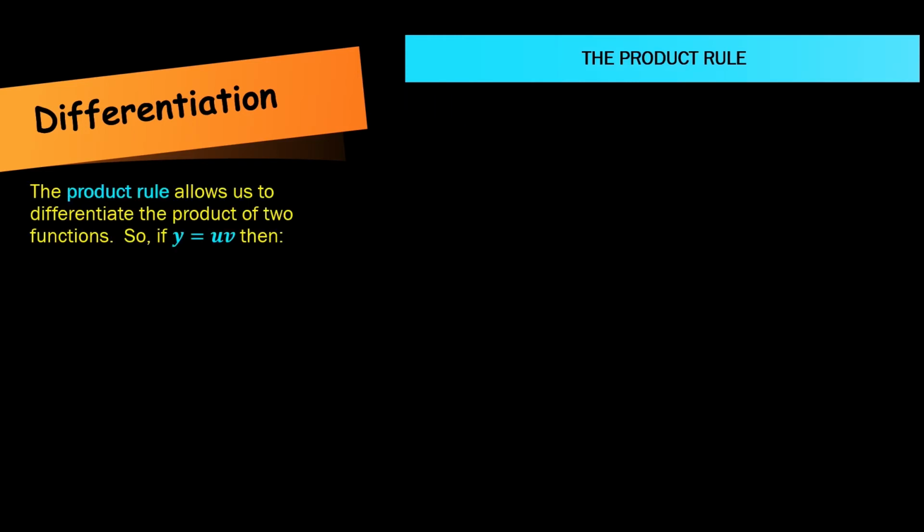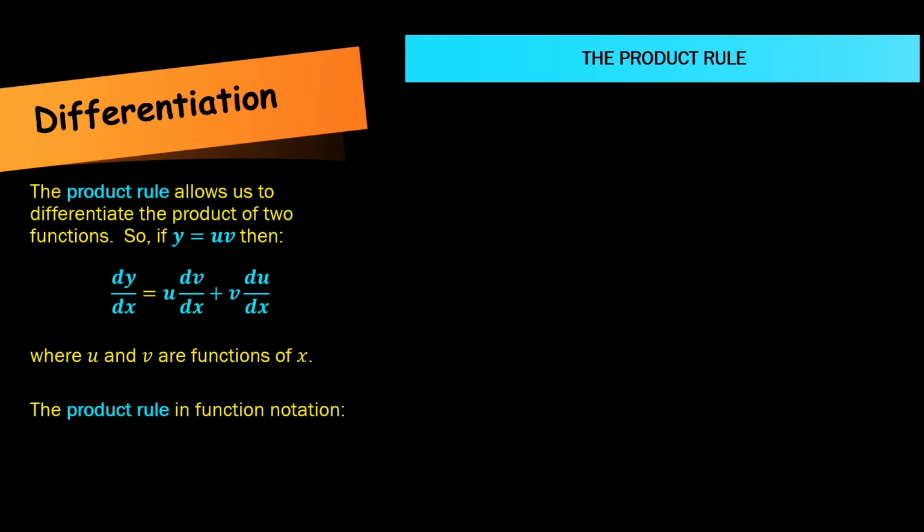The product rule allows us to differentiate the product of two functions, so if y equals u times v, then dy dx equals u times dv dx plus v times du dx, where u and v are functions of x. The product rule in function notation is as follows. If f of x equals g of x times h of x, then f dash of x equals g of x times h dash of x plus h of x times g dash of x.